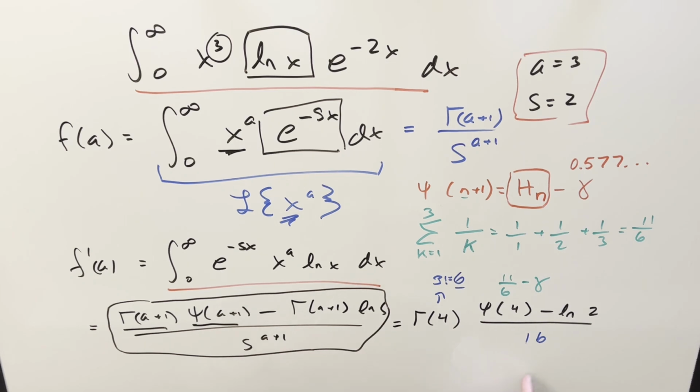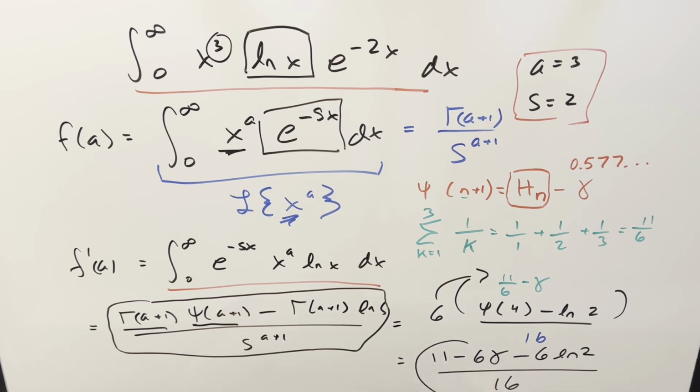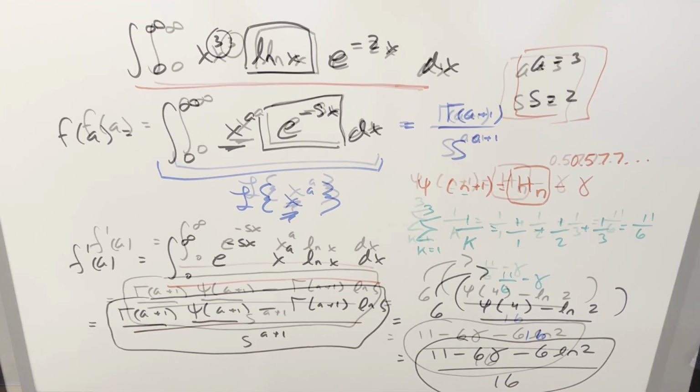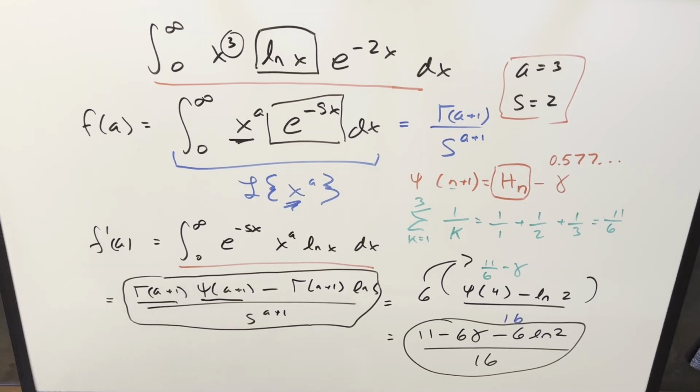So let's see if I can put it all together with just this small amount of space over here. That 3 factorial, I'm going to write as a 6, and then I'm just going to distribute it in here. So multiplying 6 times 11 over 6, we just get 11, minus 6 times the Euler-Mascheroni constant, minus 6 ln 2 over 16, and that's it. And hopefully that fit on the board. Let me move things up a little bit. So there you go, a really interesting technique, just Feynman's trick.